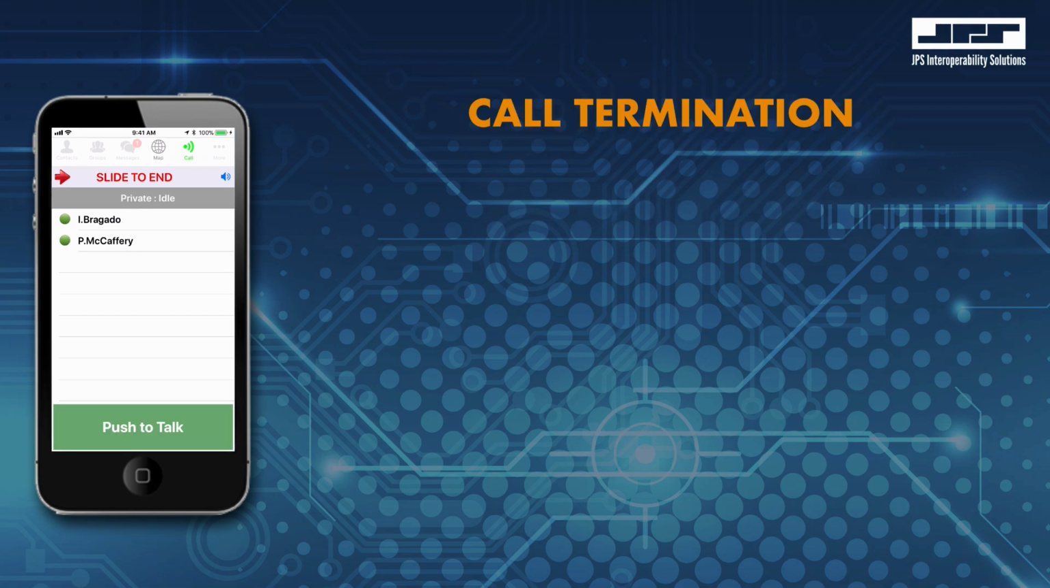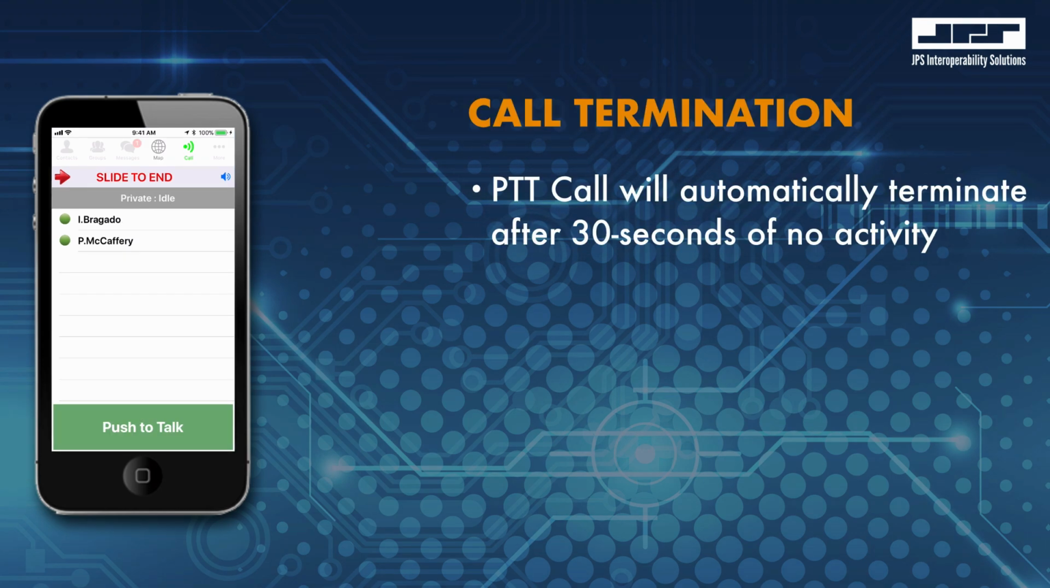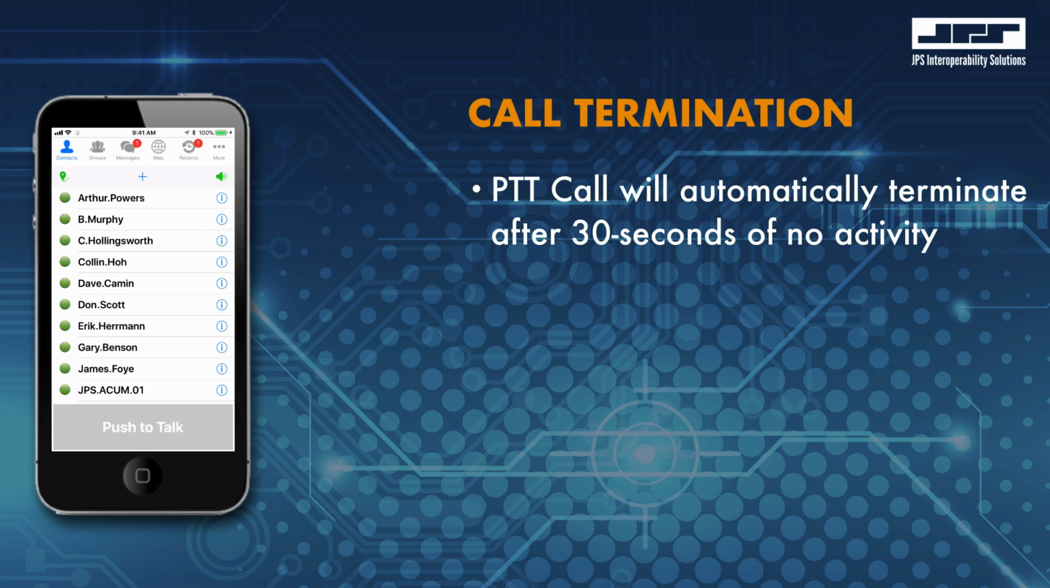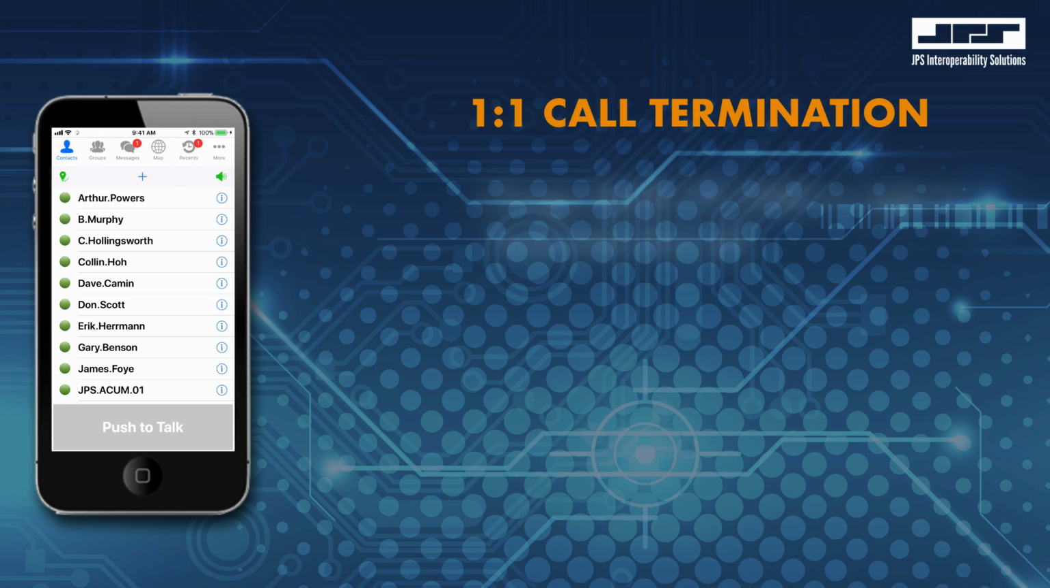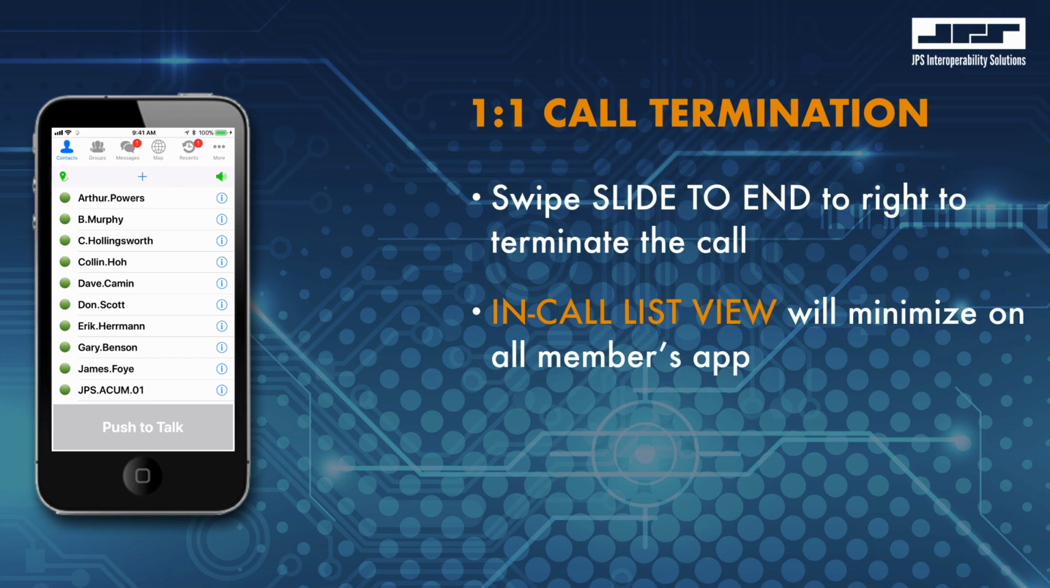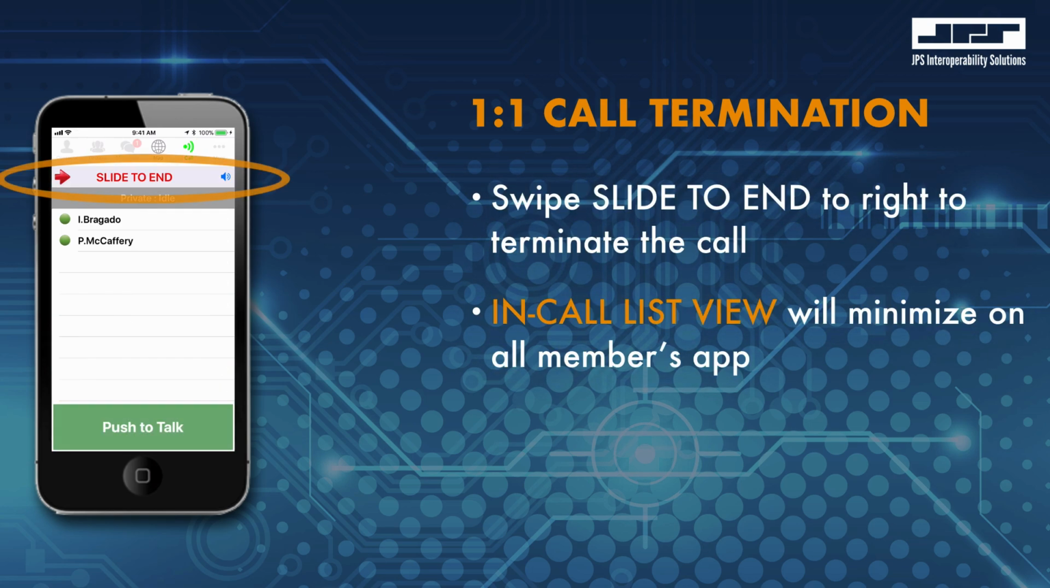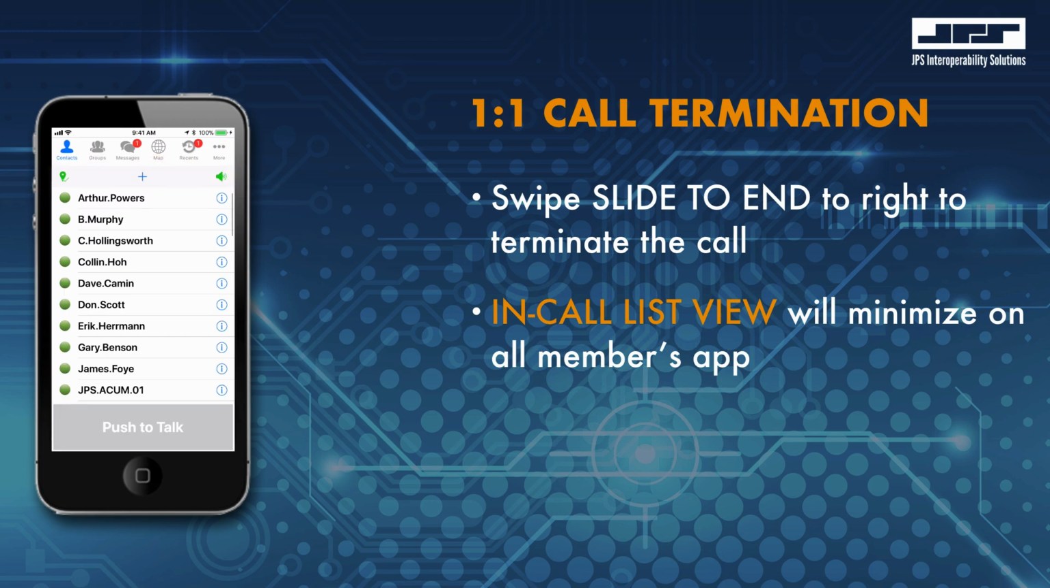If there's no PTT activity between the users for 30 seconds, the PTT call will automatically terminate and the in-call list view will then be minimized. Alternatively, any member of a one-to-one call can terminate the PTT call by swiping the slide to end to the right. The in-call list view will minimize on each member's VIA app.